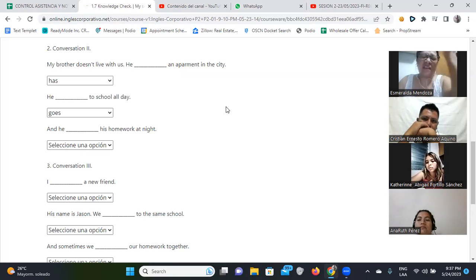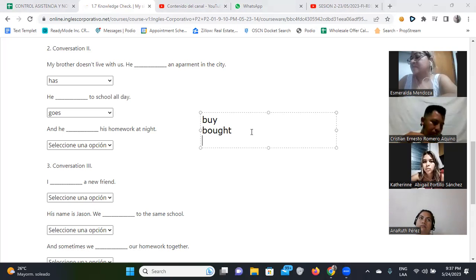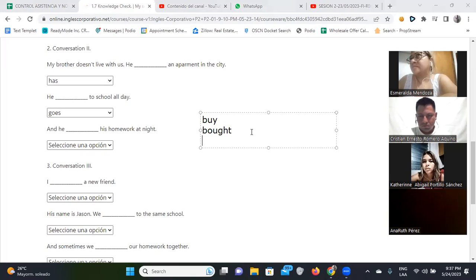Goes. O por ejemplo, usted dice el verbo buy, el verbo de comprar. El simple presente sería buy. En simple pasado sería bought, es un verbo irregular. So aquí no vamos a decir bought con la pronunciación equivocada, vamos a decir bought, así se va a pronunciar. O si usted ve, por ejemplo, ¿cuál sería otra palabra que tiene dos vocales juntas, digamos?